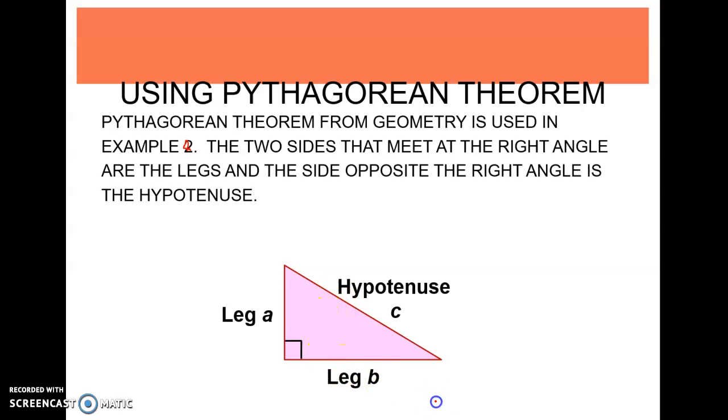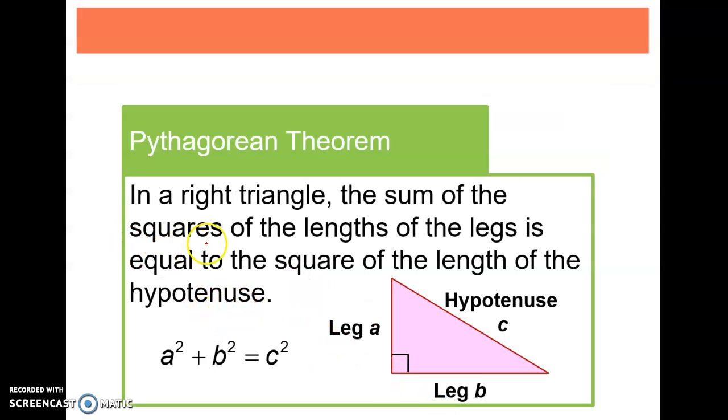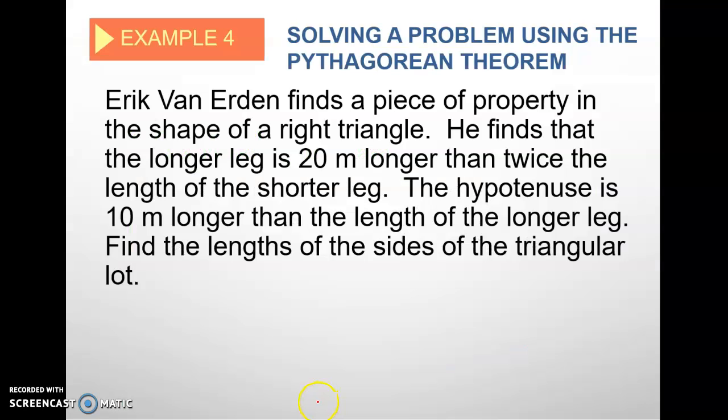So what is the Pythagorean theorem? According to Pythagoras, the sum of the squares of the lengths of the legs, a and b, a squared and b squared, is equal to the square of the length of the hypotenuse. So a squared plus b squared is equal to c squared. That's the Pythagorean theorem. Now let's apply it to this problem.